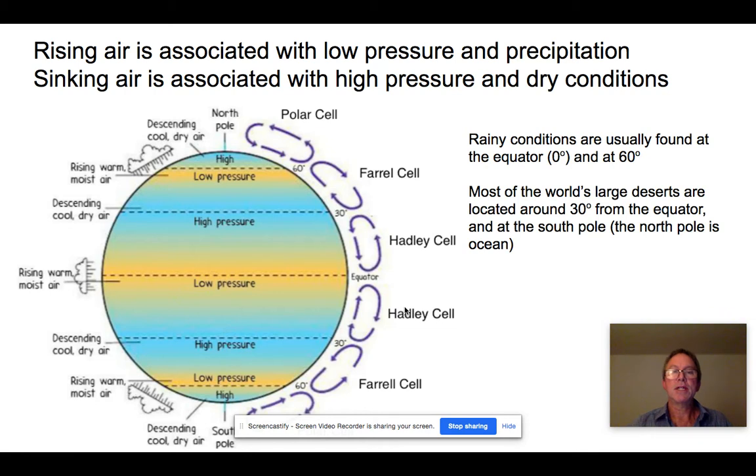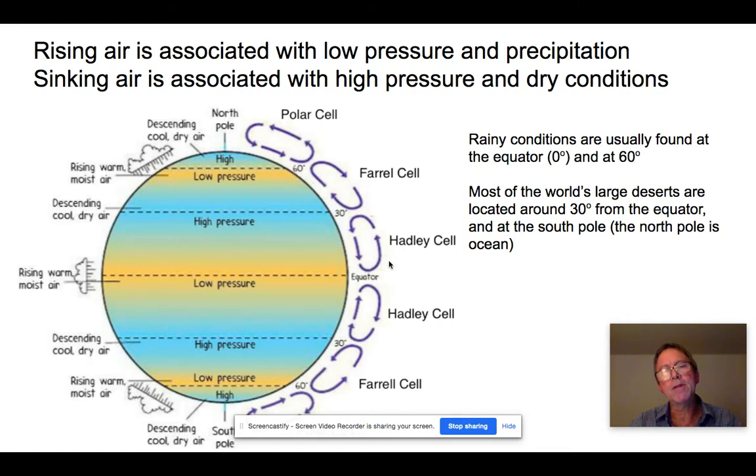Let's recall that rising air is associated with low pressure and precipitation. And so what we find then is at the equator, there's a lot of rising air. So at the equator, we have low pressure and lots of precipitation. This is why we have tropical rainforests. This convection forces water to precipitate, and that's what allows these wonderful forests to exist.